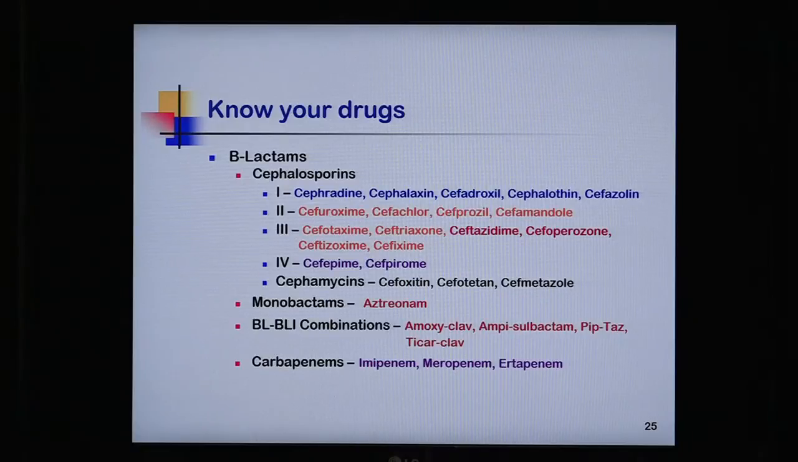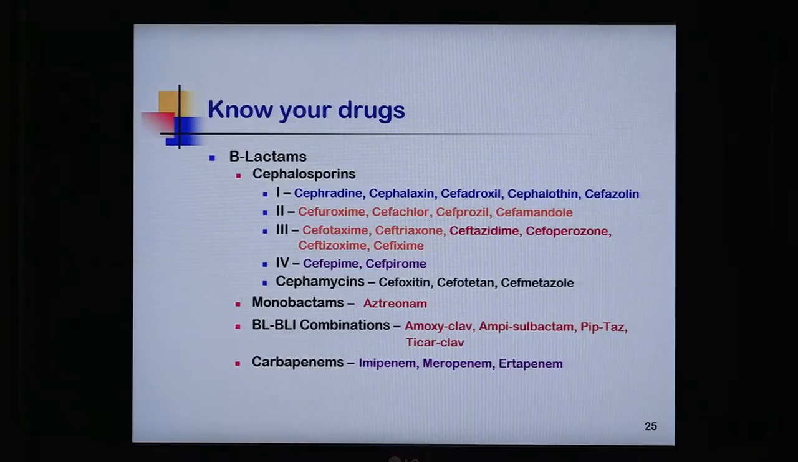Then come cephalosporins. All of us know they are in four generations. The first generation had predominant activity against gram-positives. The second generation had major activity against gram-negatives. But then came the need for the third generation. The need for the third generation was felt because most of these first and second generation cephalosporins also succumbed to the penicillinases and the cephalosporinases that the organisms started producing.